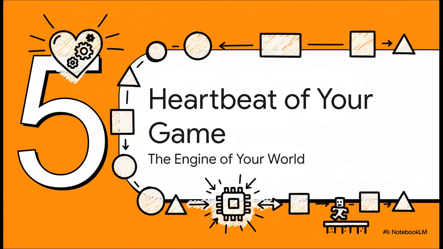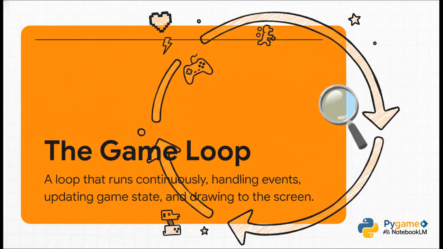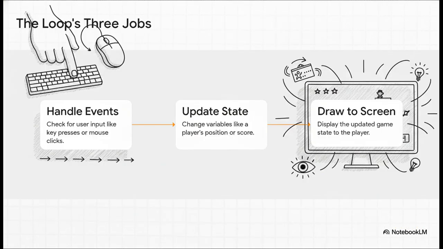Okay, let's get to the grand finale. This is probably the single most important concept we're going to talk about today. We're about to pop the hood and find the very heartbeat of your game, the engine that makes your world feel truly alive and interactive. And it has a name, the game loop. Now, at its core, it's just a simple loop that runs over and over and over again, insanely fast. And inside this constantly spinning wheel, the game is doing everything it needs to do to feel alive. On every single one of those super fast cycles, it's doing three main jobs.